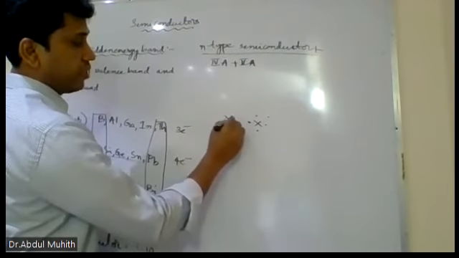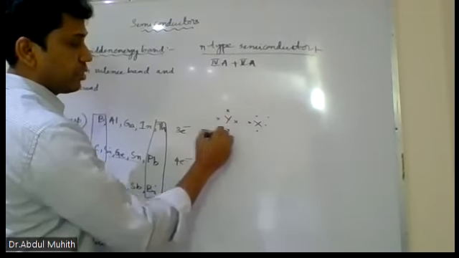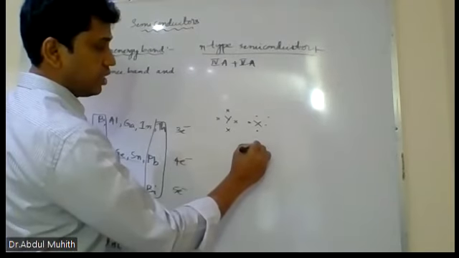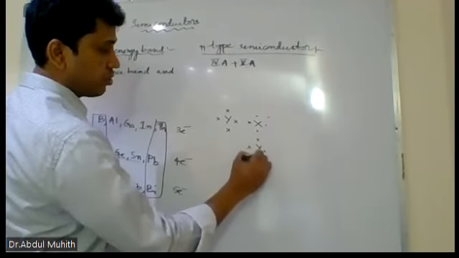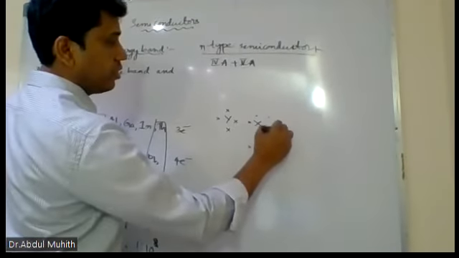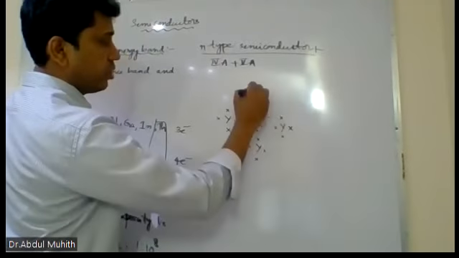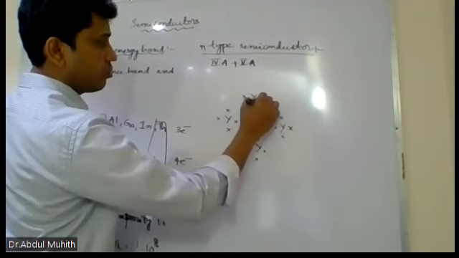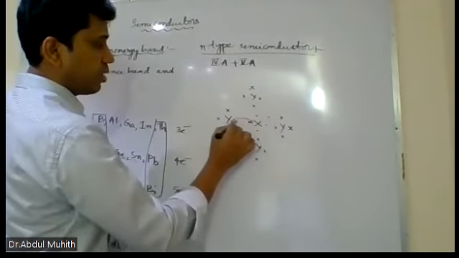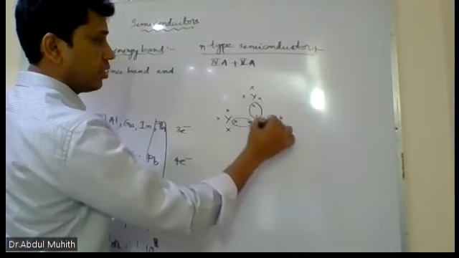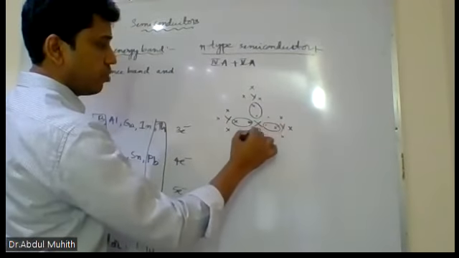I'm taking Y. Y has 4 electrons. This is a pure semiconductor. So again Y has 4 electrons in the outermost shell. Again here Y has 4 electrons in the outermost shell. Here also Y has 4 electrons in the outermost shell. So what happened? Bonding took place. This is again a bond, again a bond, it forms a bond.